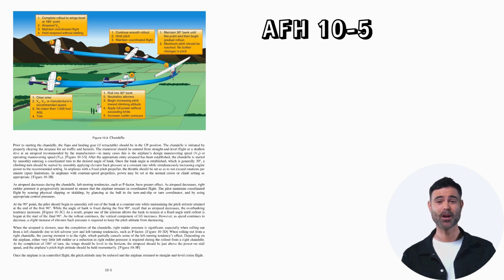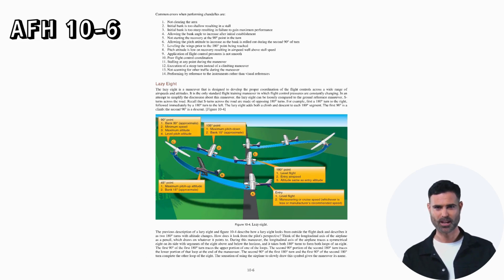At the completion of 180 degrees of turn, the wings should be level to the horizon, the airspeed should be just above the power-on stall speed, and the airplane's pitch-high attitude should be held momentarily. Once the airplane is in controlled flight, the pitch attitude may be reduced, and the airplane returned to straight and level cruise flight. Common errors when performing chandelles are: 1. Not clearing the area. 2.